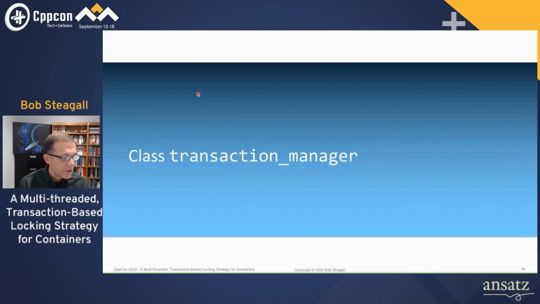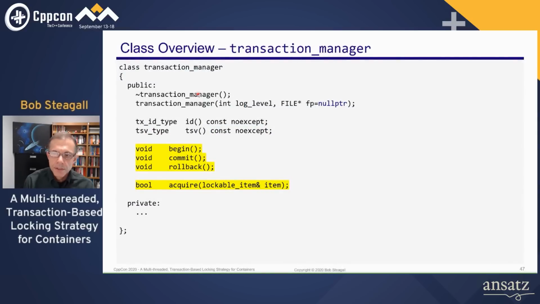So now let's dig into the transaction manager class a little bit. This is a little bit longer, and it contains member functions that you might expect it to have. It has a begin, a commit, a rollback, and it has acquire an element. And here we're passing a reference to a lockable item. As I mentioned, lockable item is intended to be used as a base class. So we acquire it with a reference to the base class because the base class has everything in it that we need in order to do the locking.